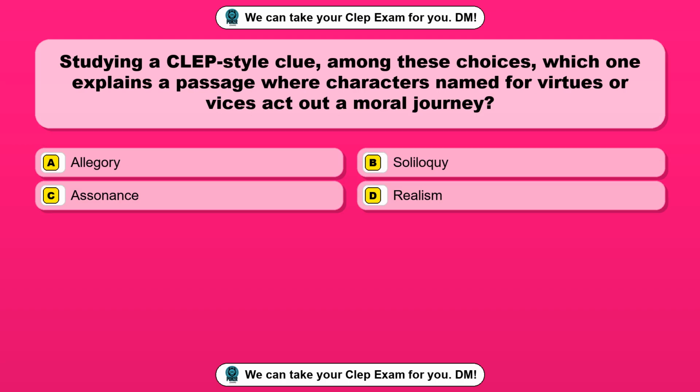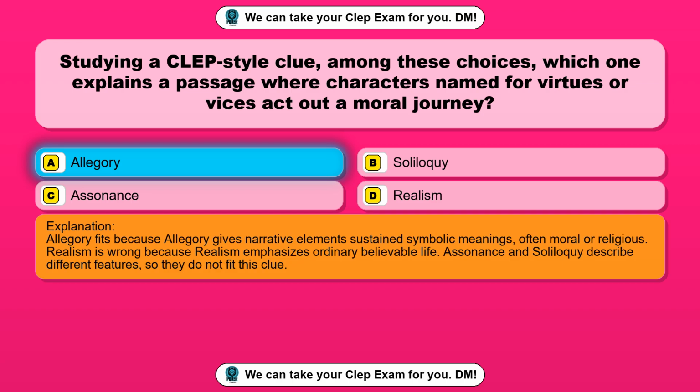Question 4. Studying a CLEP-style clue, among these choices, which one explains a passage where characters named for virtues or vices act out a moral journey? Option A. Allegory. Option B. Soliloquy. Option C. Assonance. Option D. Realism. The correct answer is option A.